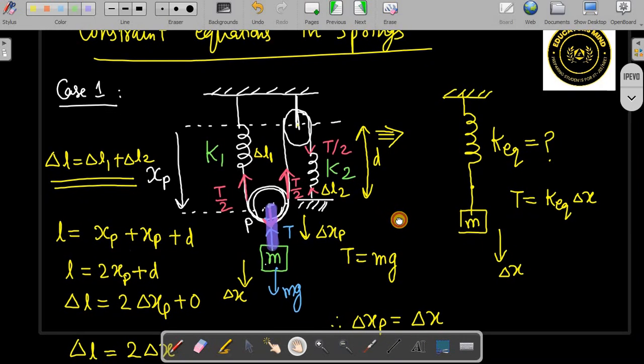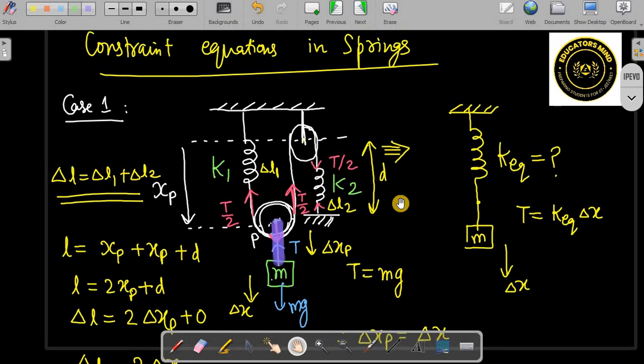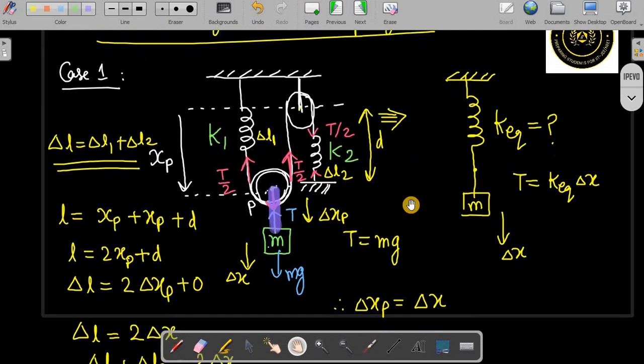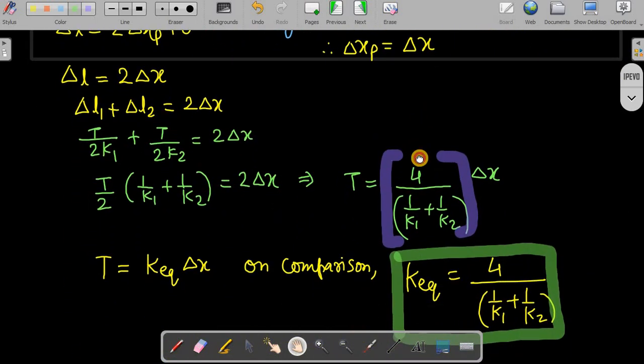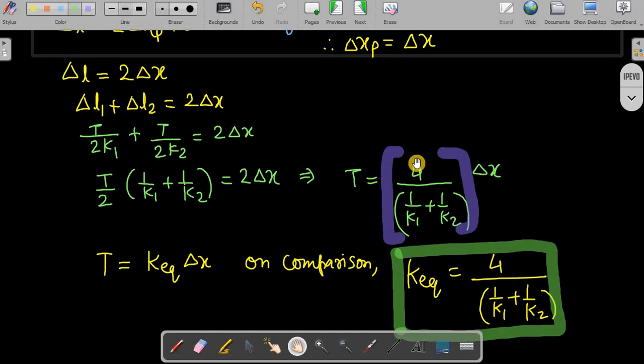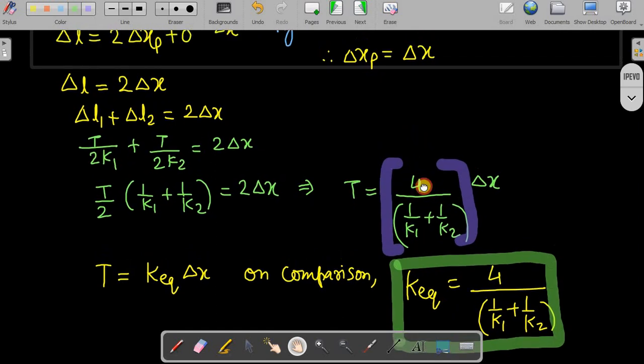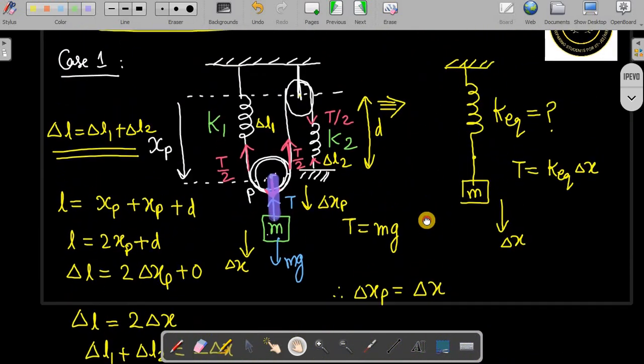This is how k equivalent is found. In many places, if you search in Google, they will just say that these two are in series, so 1 by k equivalent is 1 by k1 plus 1 by k2. No, that's wrong. In many places it is given wrong. This is the correct idea. Using these concepts, you can solve problems of string constraints and a lot of other things. I hope you have understood this, right?